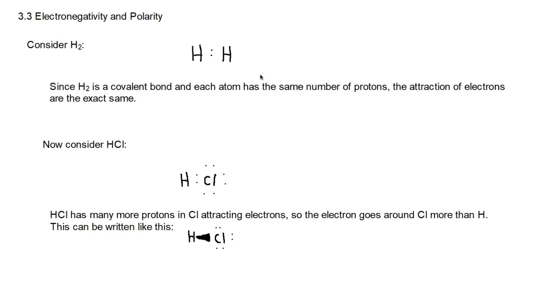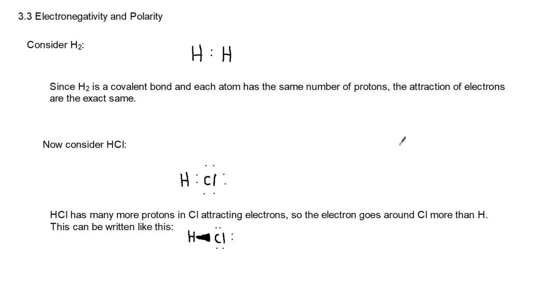So, today we are going to talk about what makes a bond covalent, ionic, or polar or non-polar, right? So, if they have a slight positive charge, if they have a slight negative charge. So you can consider hydrogen gas, right? Since hydrogen gas is a covalent bond, the attraction of the electrons is the exact same. And the attraction of the electrons is called something that I'll tell you later, right?